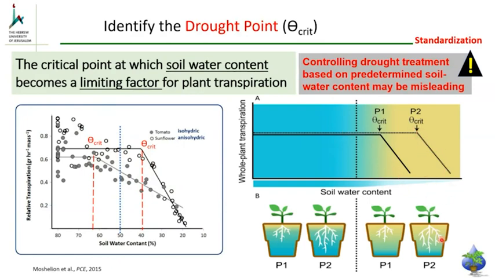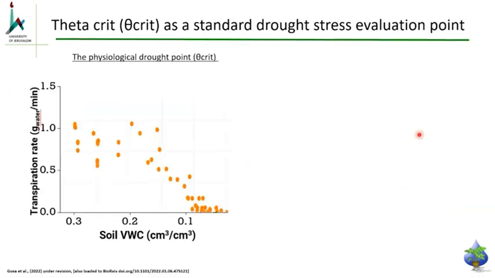The reason, by the way, for the sunflower to have a lower theta-crit is because of its much larger root system that actually reaches more water in the same pot. So although both of them are exposed to the same depletion of water, sunflower can reach more water and actually reduce its theta-crit to a lower value.